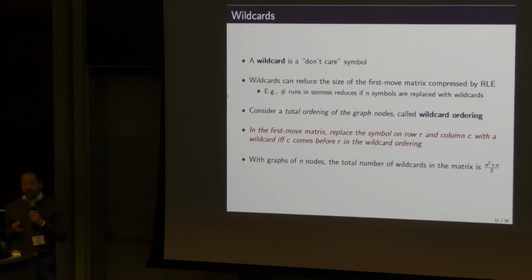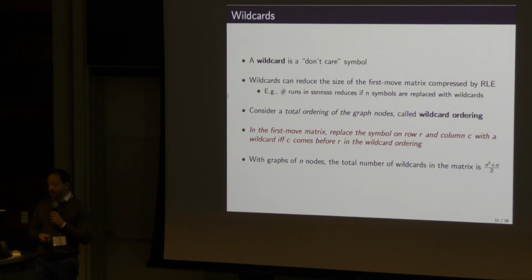Wildcards. A wildcard is a don't-care symbol. Wildcards can be used to greatly reduce the first move matrix compressed by run-length encoding. To use wildcards, we consider a total ordering of the graph nodes that we call the wildcard ordering. Then in the first move matrix, we replace the symbol on row R and column C with a wildcard when C comes before R in the wildcard ordering. In this way, the total number of wildcards in the first move matrix is more than half of the number of matrix cells.